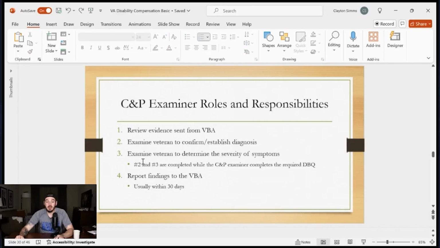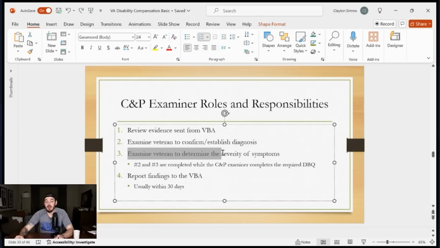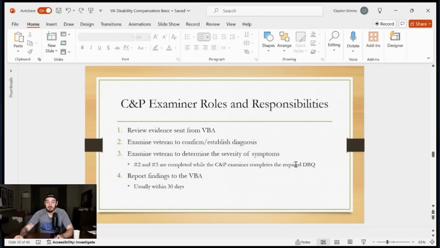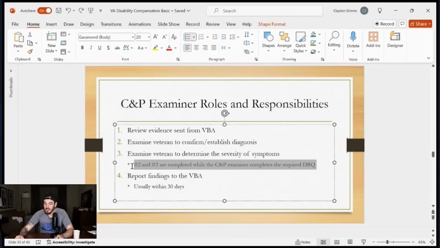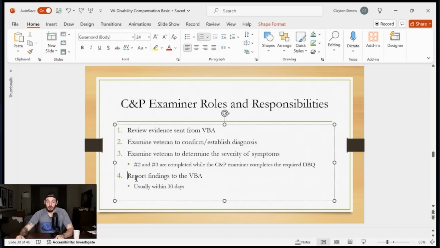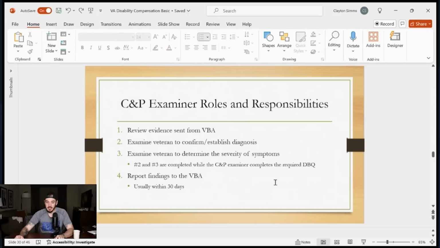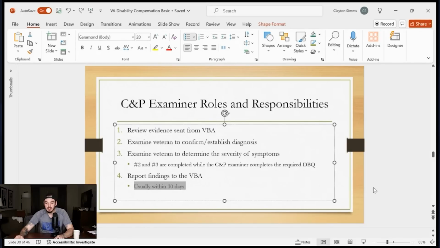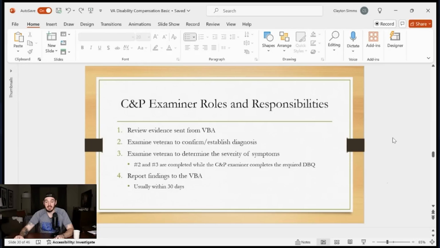The C&P examiner also examines the veteran to determine severity of symptoms. That is going to be done through the DBQ. That's what the DBQ is for. It looks at the diagnosis, it looks at the severity of symptoms, and then they report those findings to the VBA, and that is usually within 30 days. That's what C&P examiners do.